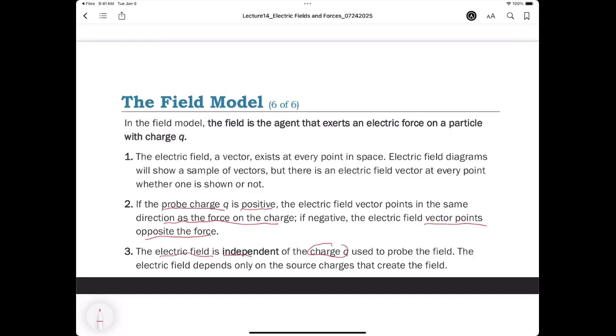The electric field depends only on the source charges that create the field. For example, our Earth: no matter how many charges you put in the area around you, the electric field of our Earth is not changed. Does that make sense to you? It only depends on the source charges.